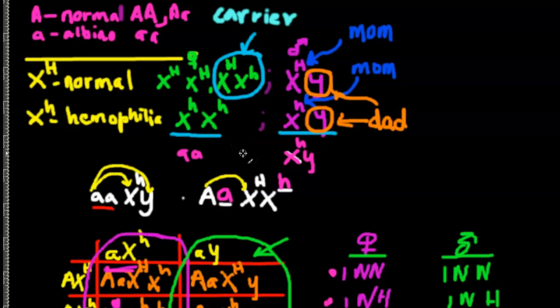For hemophilia, females need two little h's. Males only need one. So that is why there are a lot more males who have hemophilia than females. Females need two, one from each parent.